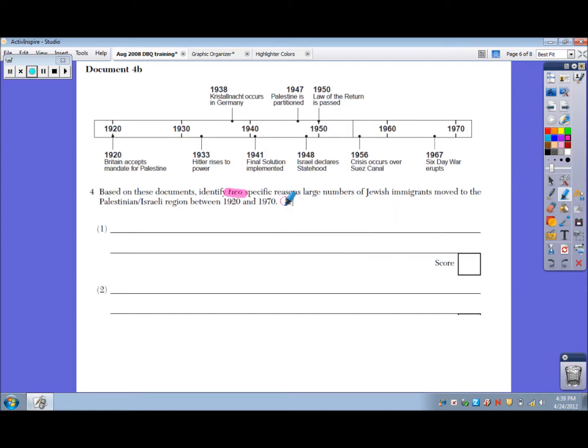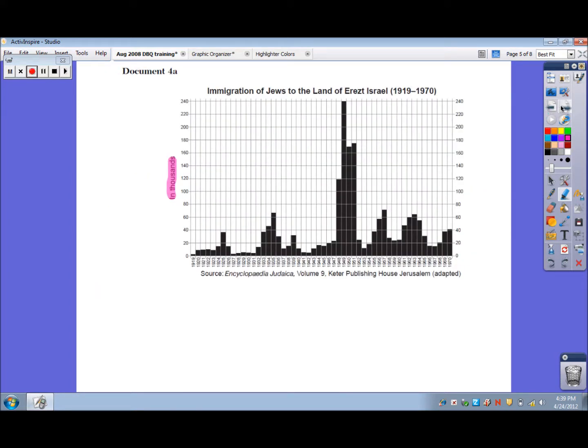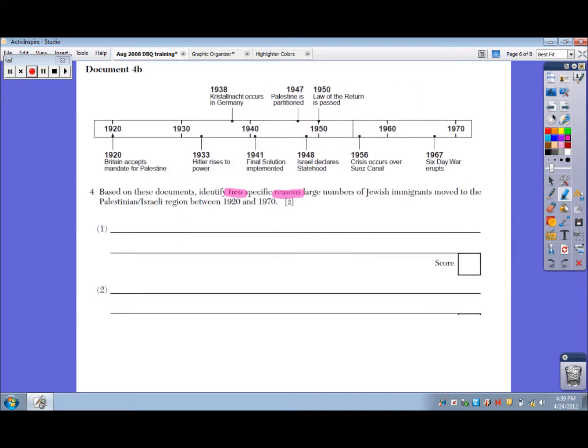But we're looking for reasons. The numbers don't give you the reasons. There's nothing here that gives you a reason. So the reasons have to come from this timeline. Now, basically, to be honest with you, anything from this timeline is going to give you the right answer. If you think about Jews migrating, why would Jews leave their homeland?